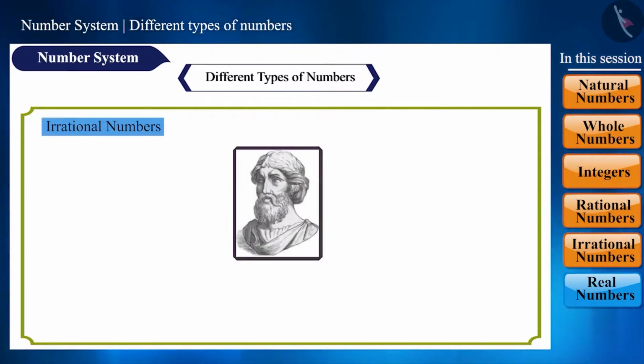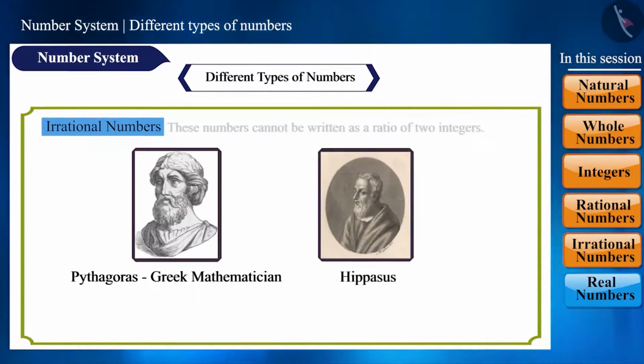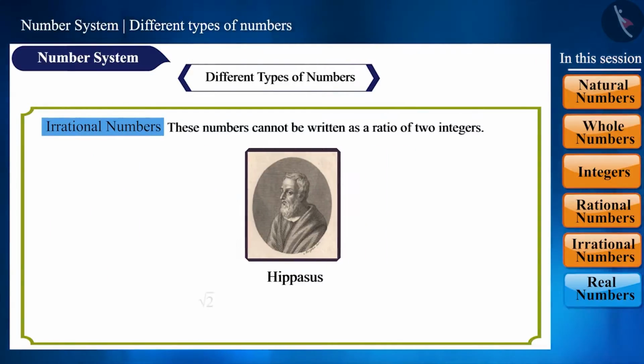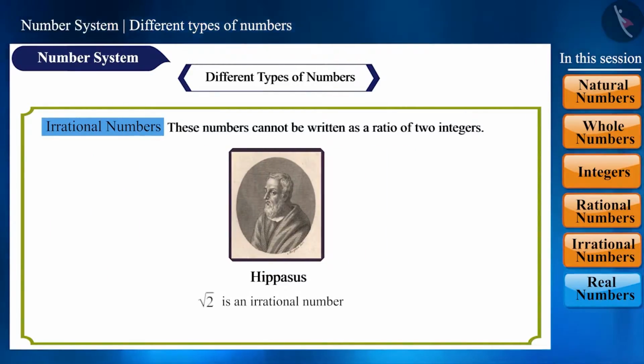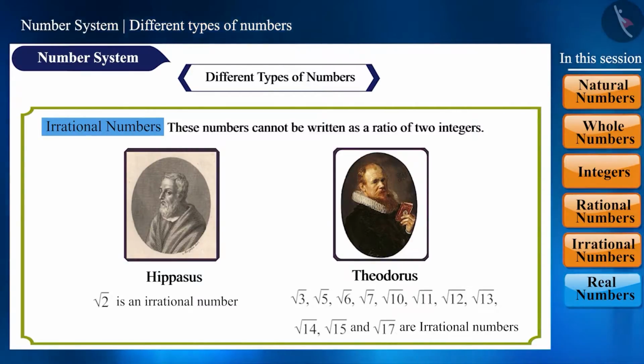Irrational numbers were first detected by the Greek Pythagorean Hippasus of Croton, who said that these are numbers that cannot be written as a ratio of integers. He proved that root 2 is an irrational number. After this, Theodorus of Cyrene proved that root 3, 5, 6, 7, 10, 11, 12, 13, 14, 15 and 17 all are irrational numbers.